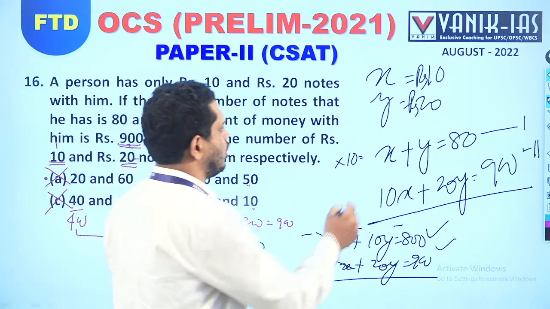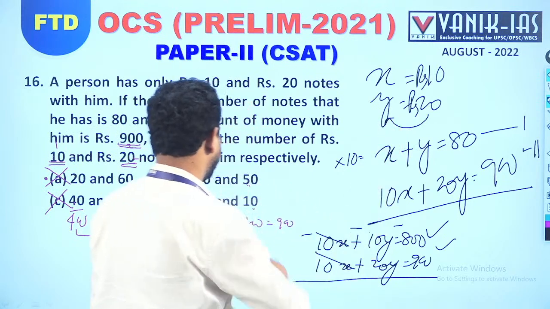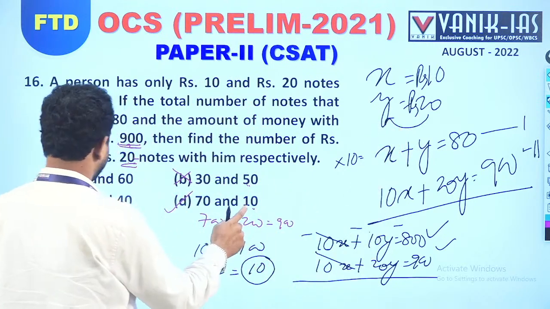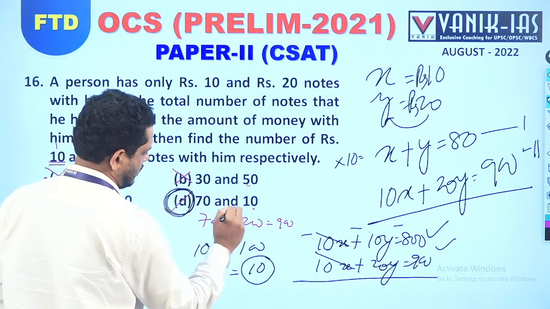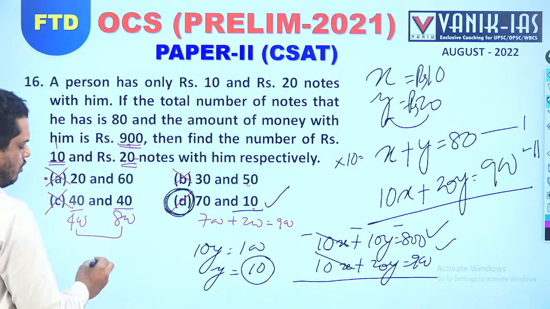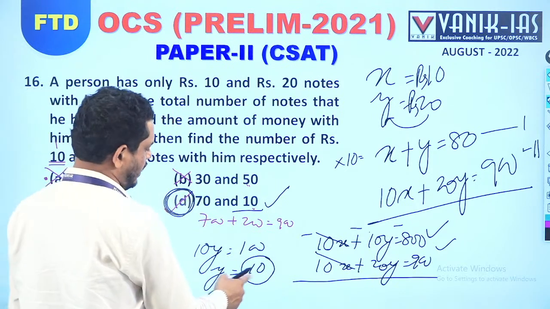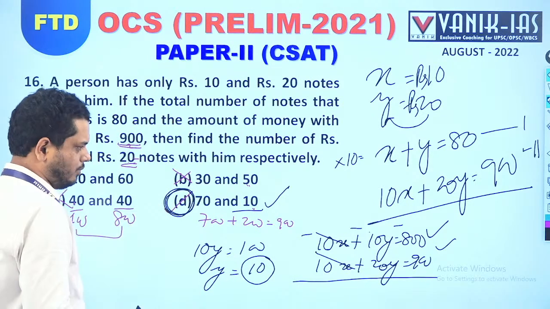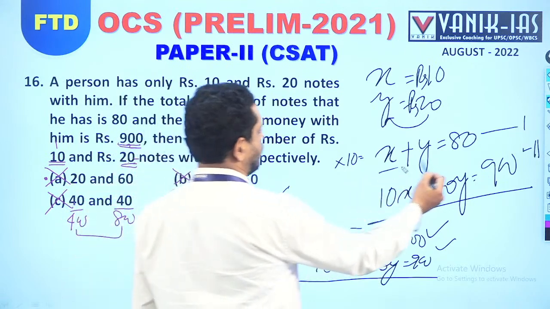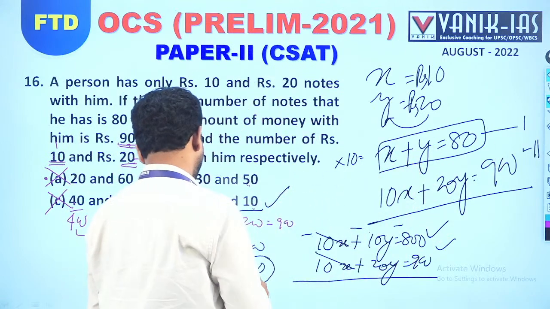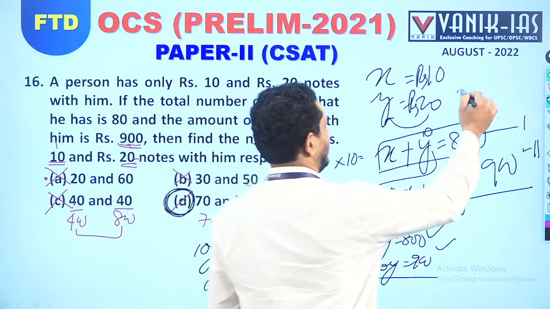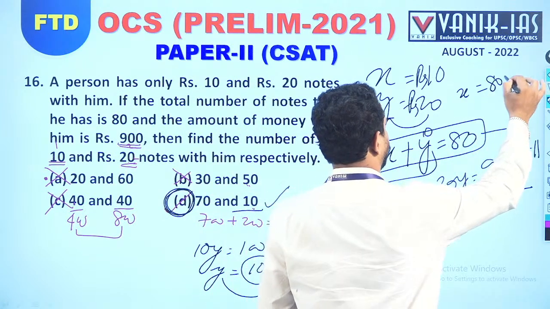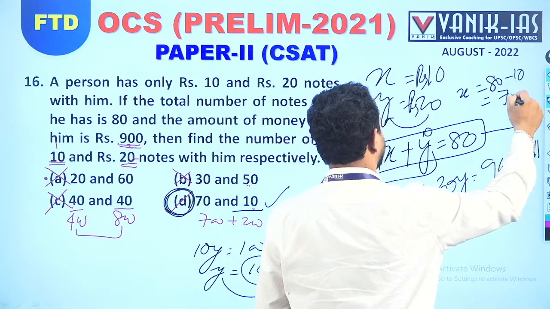Y we have taken what? 20. And the second one must be 10. The second one's 10 is only in option number D. Here it is the answer. Accordingly, you can get from this value of y towards x, no problem. Here it is x plus y equal to 80. The value of y equal to 10. Then x equal to 80 minus 10, it becomes 70.